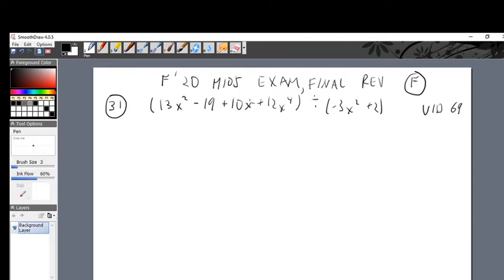Okay, now we said that we got to arrange this with the highest going first. Right, we're doing long division here. We can't do synthetic division because it's not just a plain x, it's an x squared. Plus it's not a plain 1x, there's a negative 3 here. So forget synthetic division, we got to use long division.